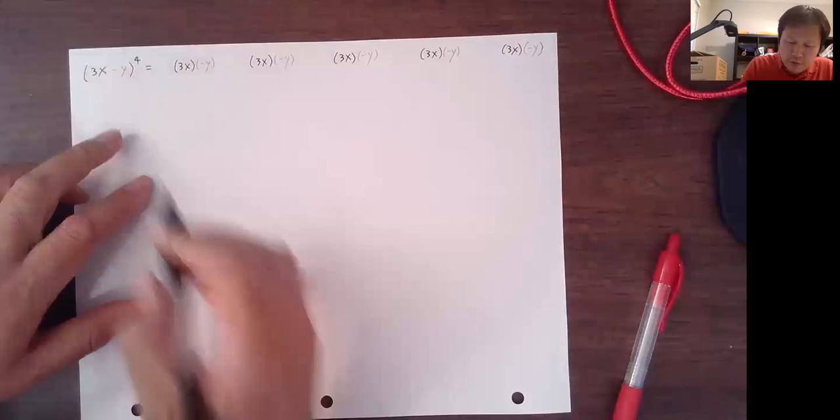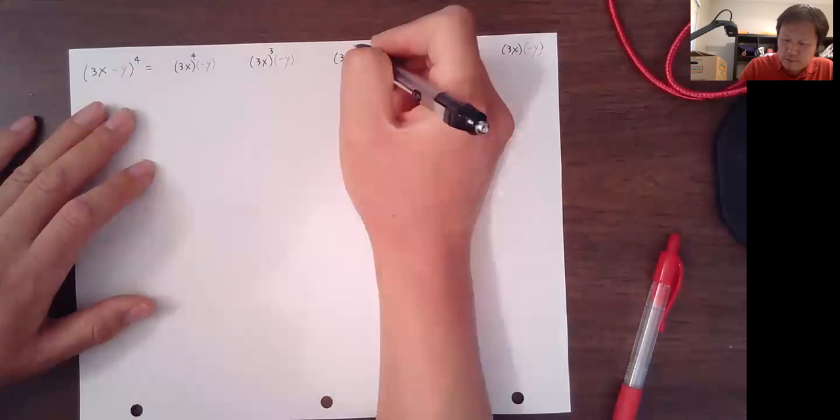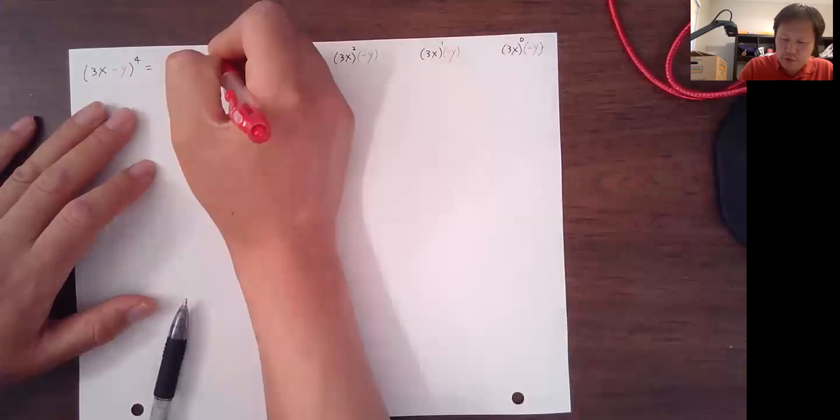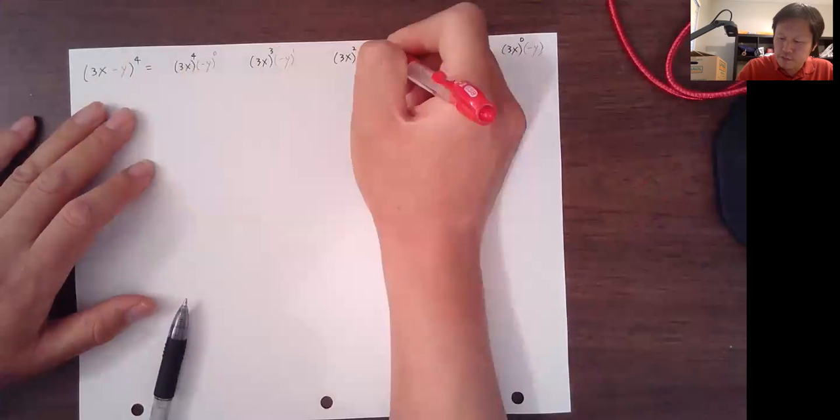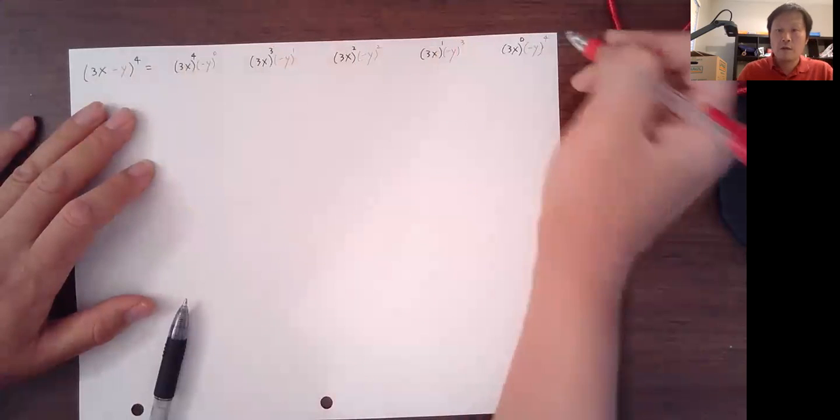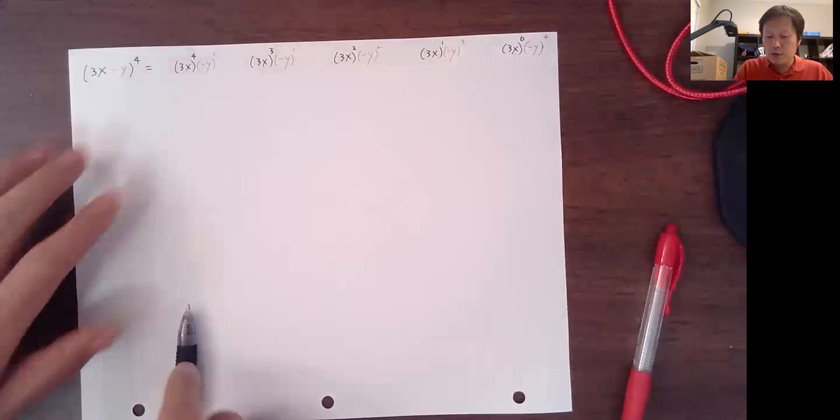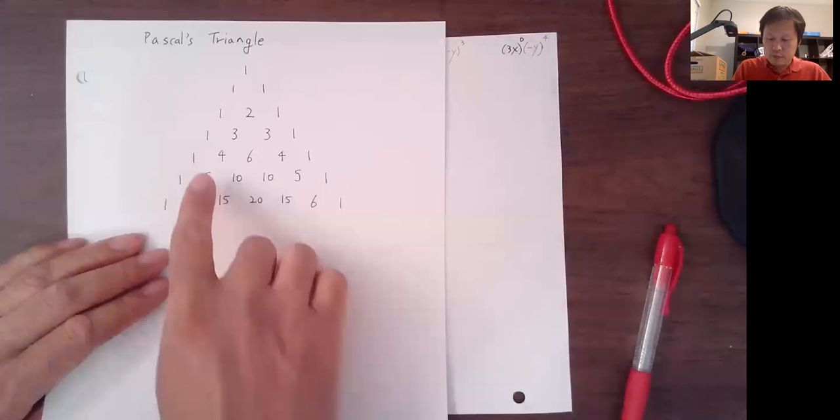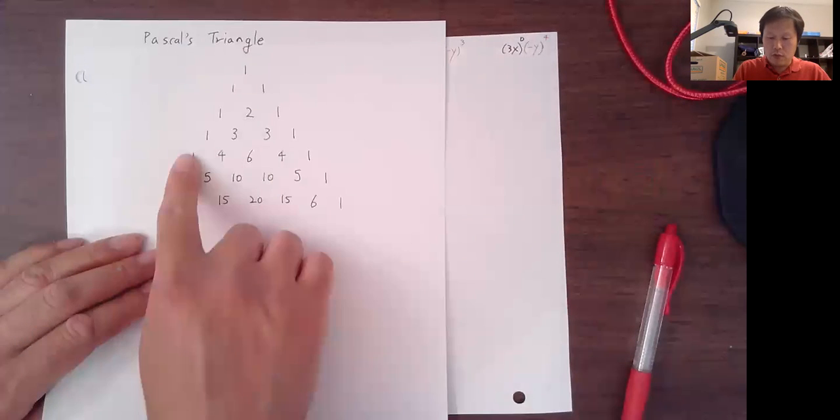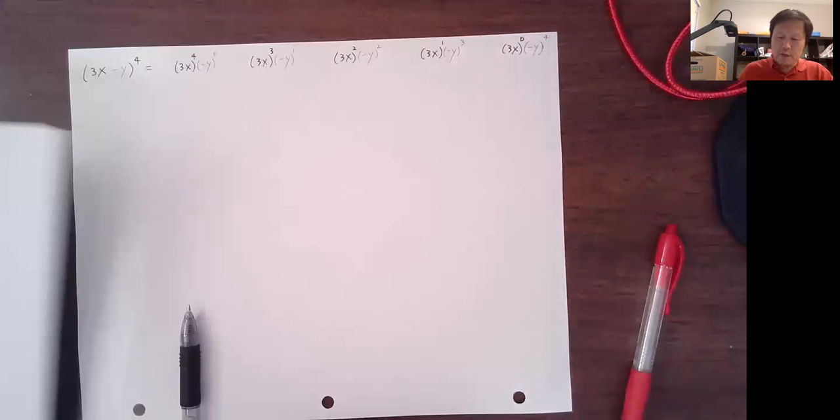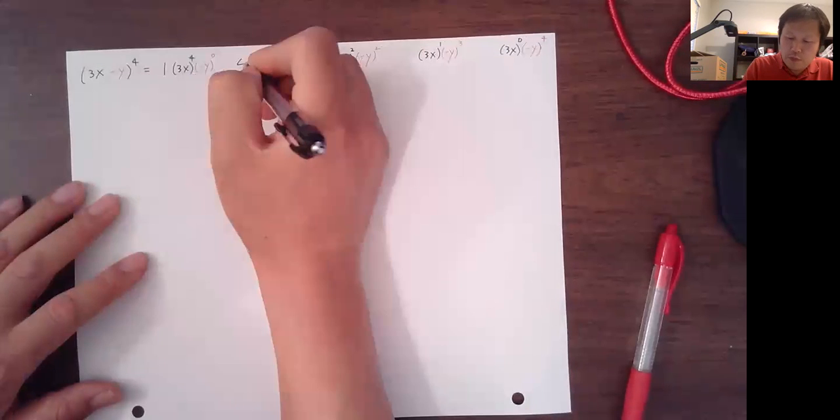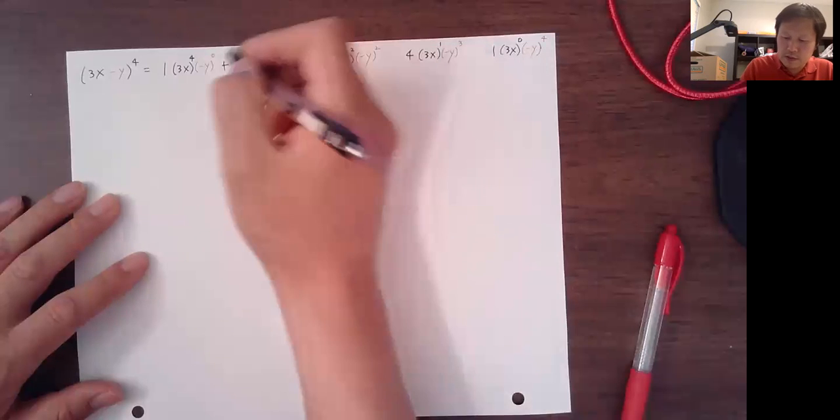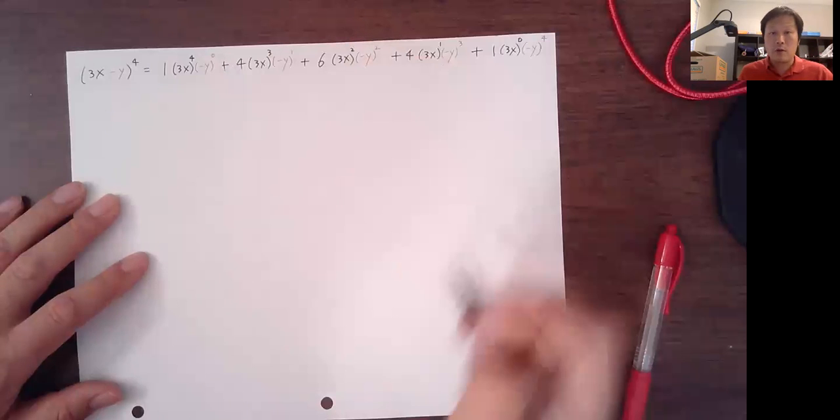So start with the fourth power, third power, second power, first power, zeroth power. Then reverse order, 0, 1, 2, 3, fourth power. Again, 1, 2, 3, 4, 5 terms. So bring the Pascal's triangle. This row, 1, 4, 6, 4, 1, is the coefficient. Plus, plus, adding them all.